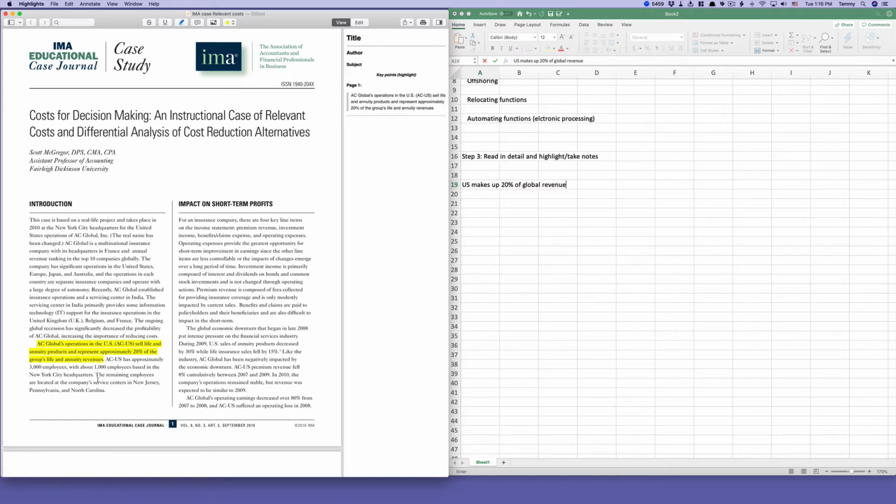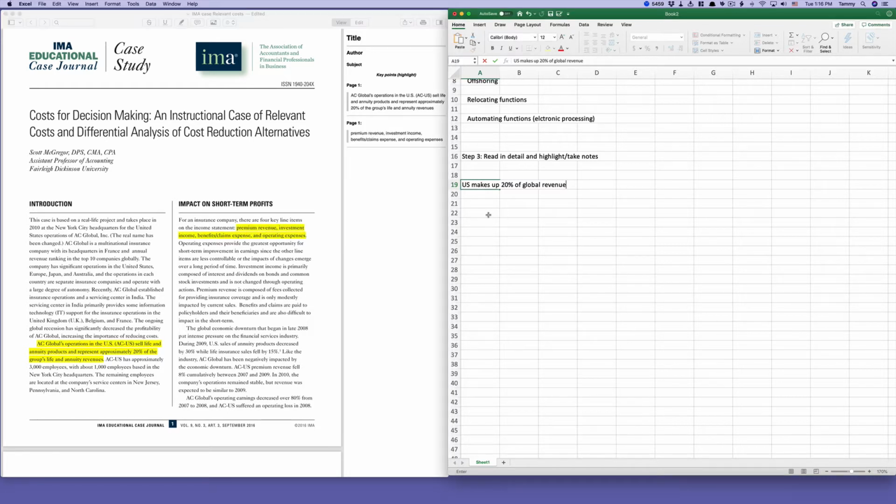Okay, so that's our introduction. That kind of tells us about the company. And then here we go into the details of the case. For an insurance company, there are 4 key line items on the income statement: premium revenue, investment income, benefits and claims expense, and operating expenses. So this is what the income statement looks like for an insurance company.